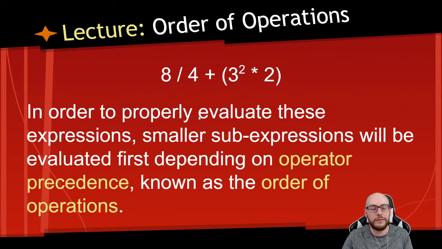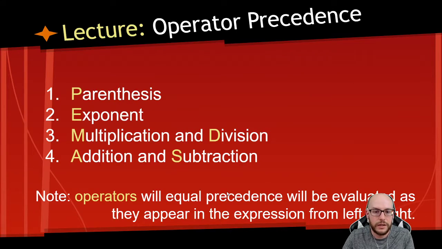So in order to properly evaluate these expressions, smaller sub-expressions will be evaluated first, depending on operator precedence. This is known as the order of operations. Here is our order of operations: parentheses first, exponents, multiplication and division share a precedence level, and then addition and subtraction share a precedence level. Note operators with equal precedence.